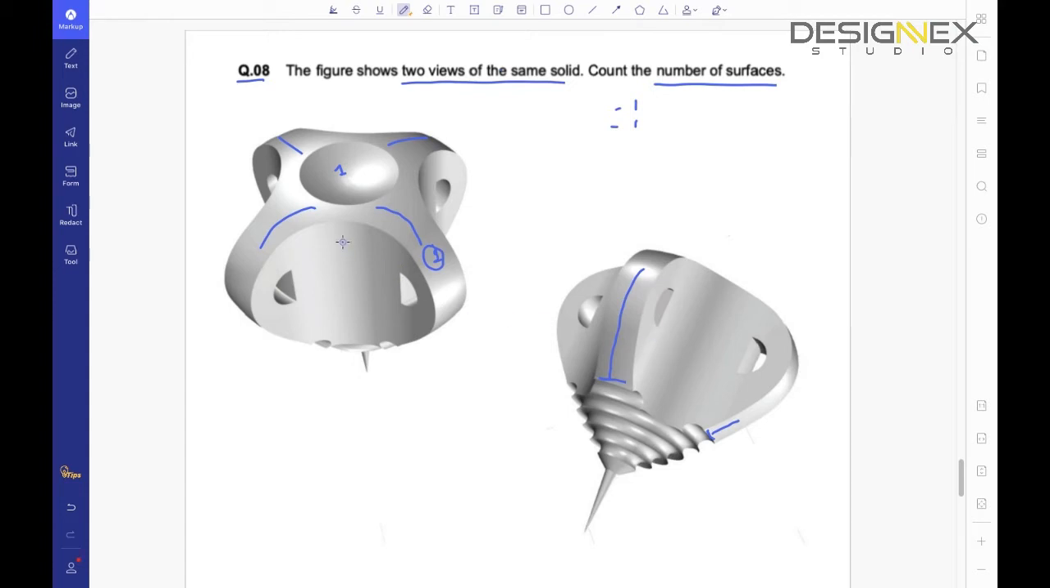Now, if you can notice this section, I'll mark it in yellow. This whole section can be counted as one surface. Similarly, this section is what I'm talking about. This is counted as only one surface. Similarly, there are four such parts, one here, one behind. So four of these sections I can count separately.